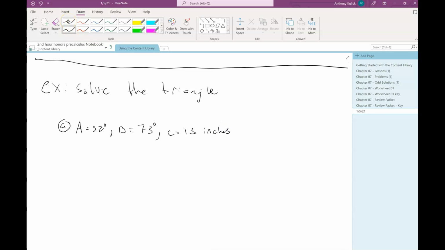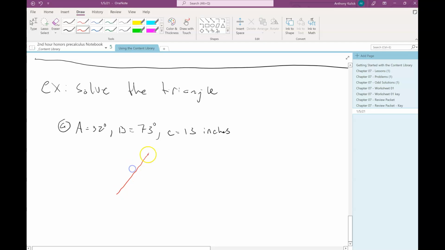Okay. So let's say we want to find or solve the triangle where one angle is 32 degrees, another angle is 73 degrees, and the side C is 13 inches. So the first thing that I'd want to do here is draw and label a picture.